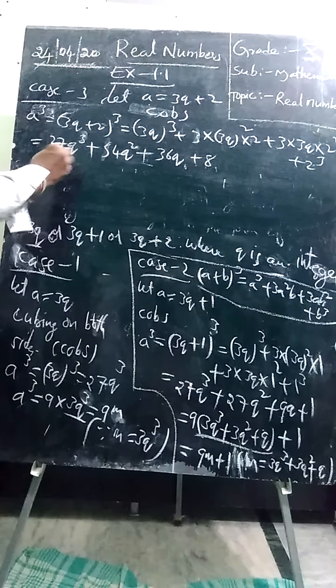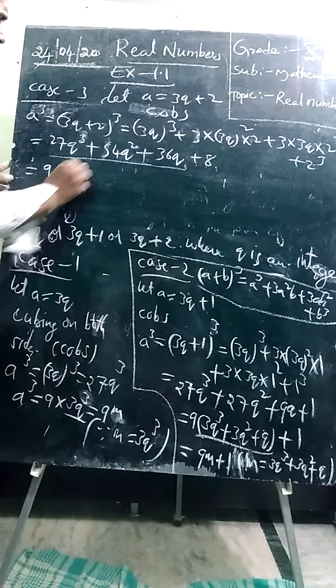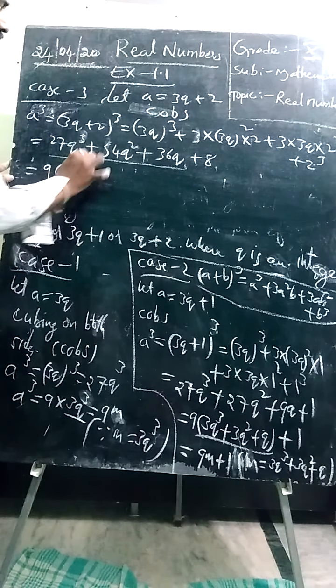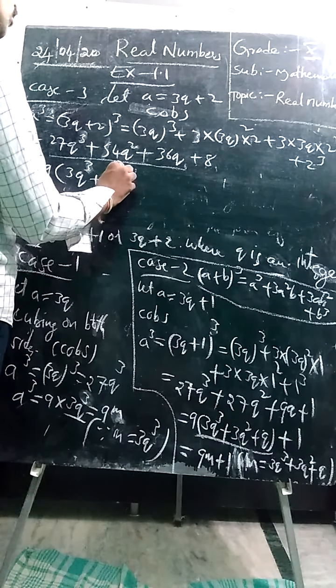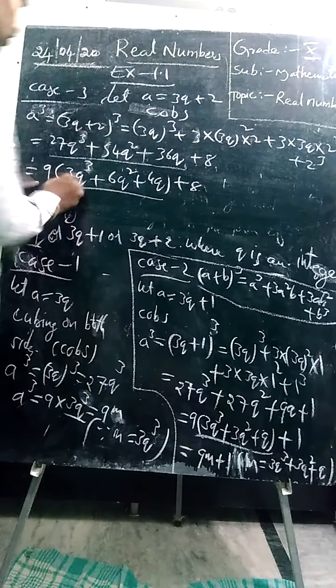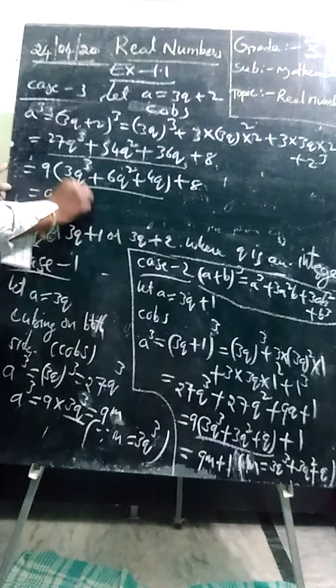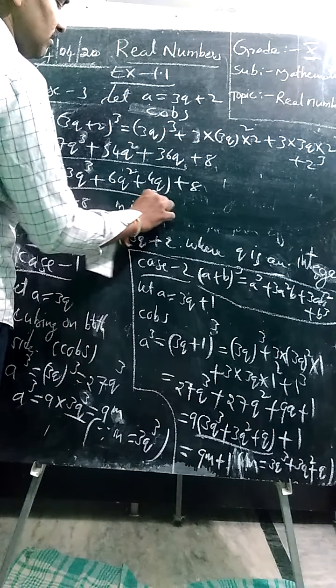Now we need to prove the third form, that is 9m plus 8. That is why let us factorize the total here by 9. You can do it another way in the textbook; some textbooks do it another way by taking q like that. That is up to you. So 9 into 6 is 54, so 6q square plus 4q plus 8. This total value is m, so 9m plus 8, where m is an integer.